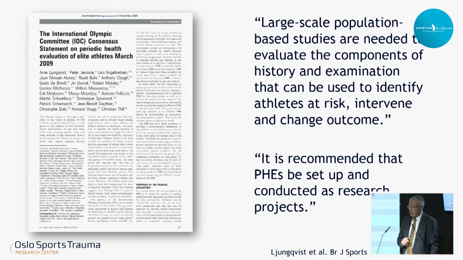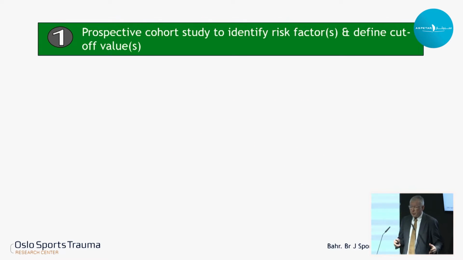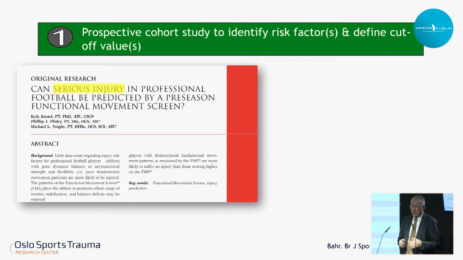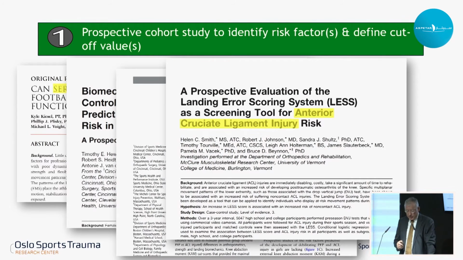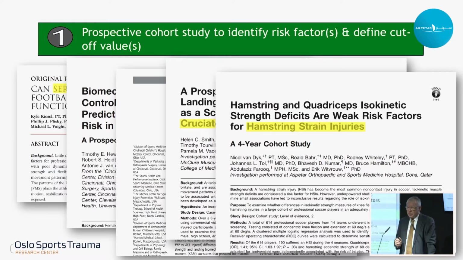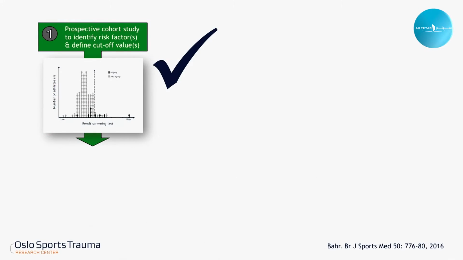Now, to answer that question, in my mind, 3 research steps are needed. First of all, we need to do prospective cohort studies to try to identify potential risk factors for an injury and then define a cutoff. If you're below this value or above this value, you're at greater risk. And if you're not, then you're okay. And there are numerous risk factor studies out there in the literature on ACL injuries, on different types of injuries, hamstring injuries as well. But much of this, to the benefit of this talk, has been done on the ACL. So that's the first step. You need to know the risk factor and the cutoff value.